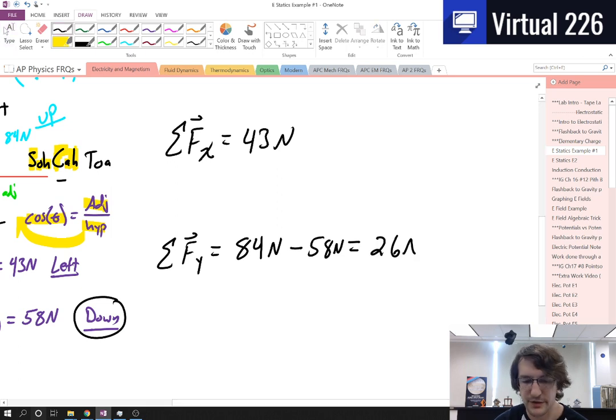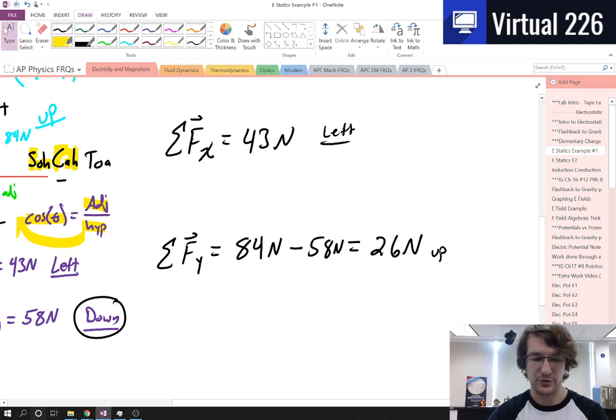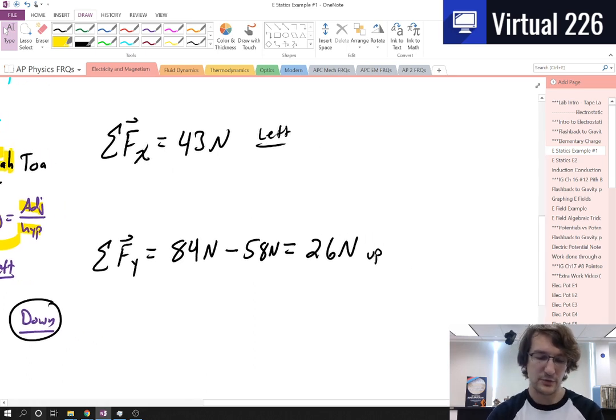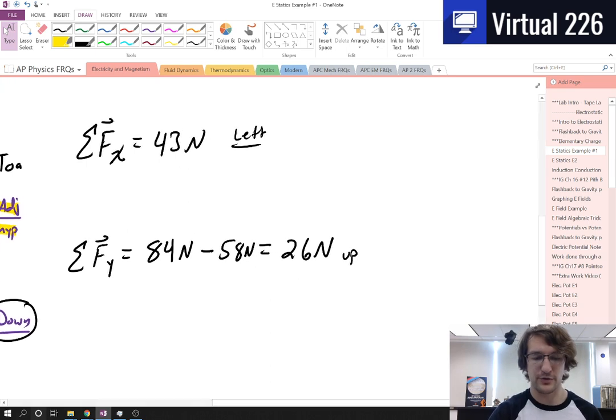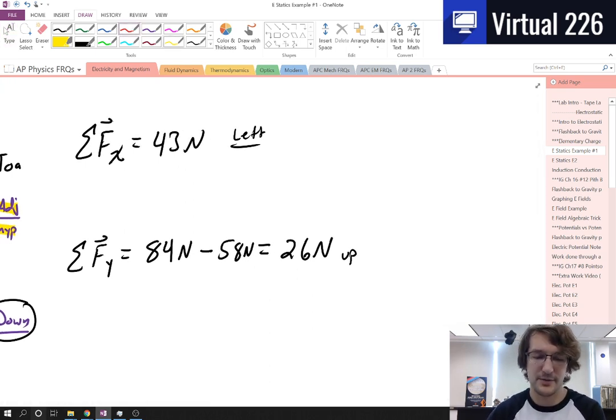26 newtons. And since this is a positive number, we know this is acting up, and then this is acting to the left here. Okay? So those are two directions of net forces there for the x and y directions. If we then want to find what the total net force is, we got to do another step.